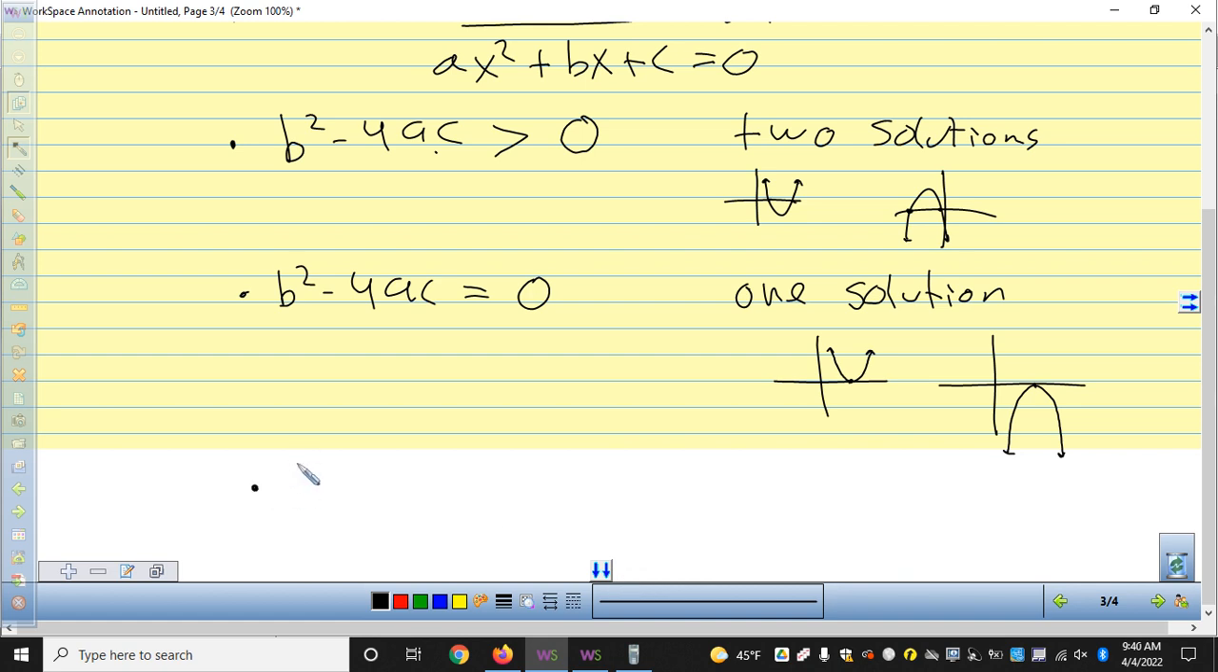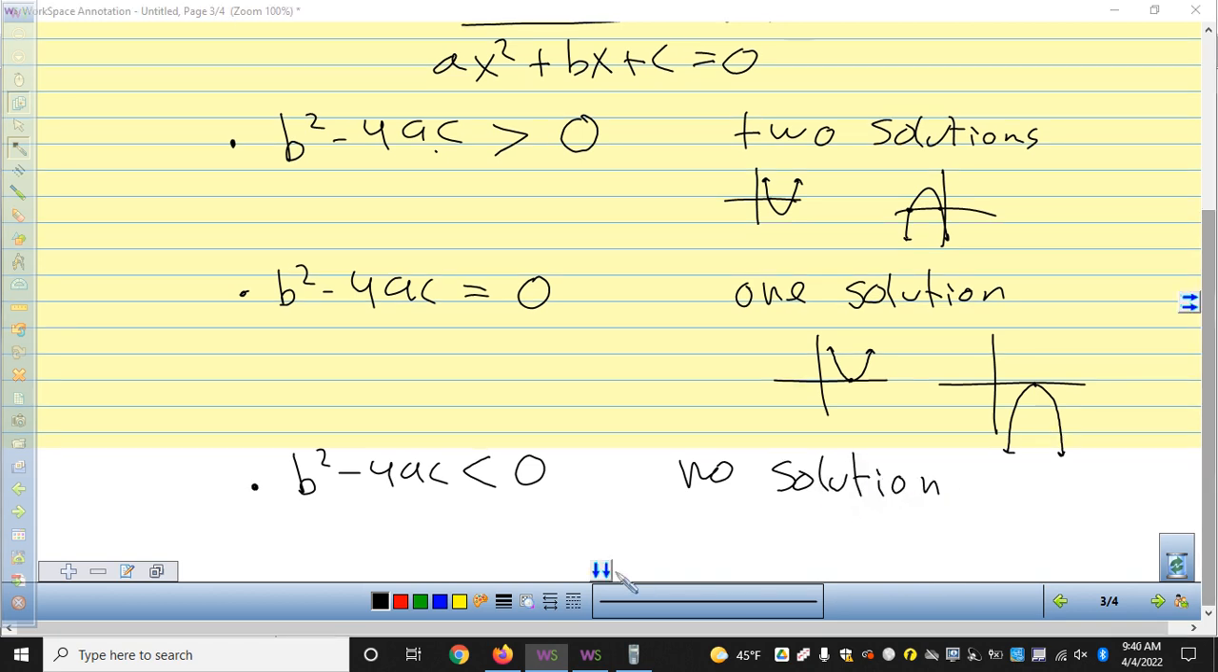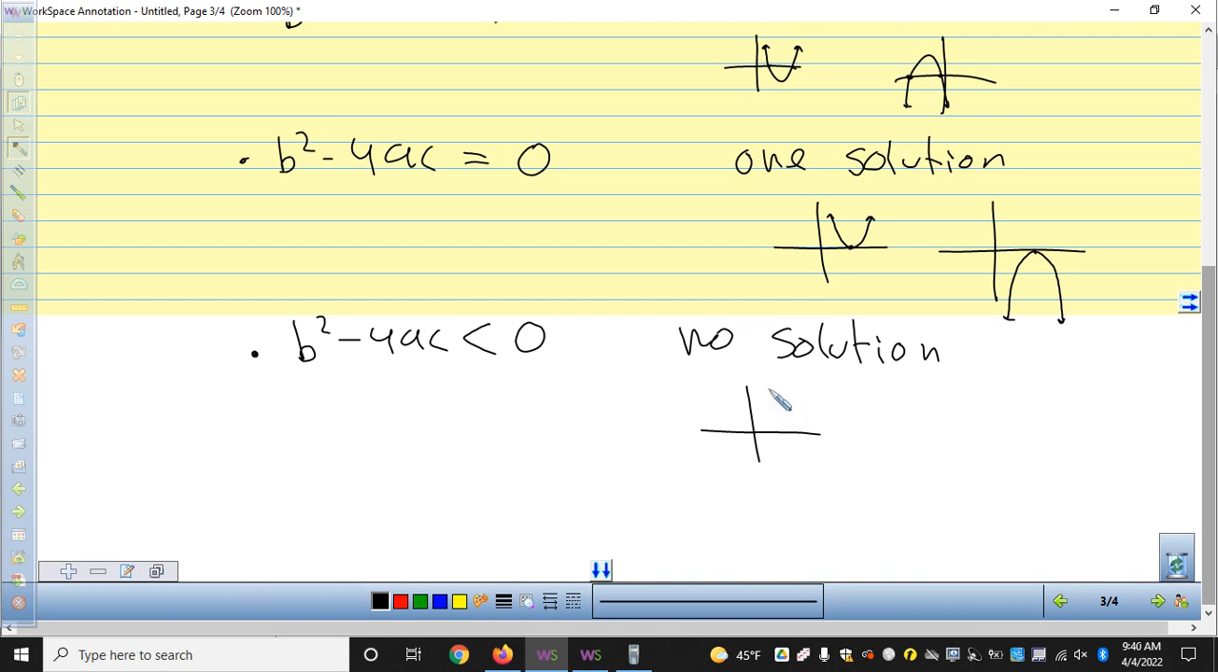And like we just talked about a second ago, if b squared minus 4ac is less than 0, we have no solution. And that means our graph looks like that, or maybe like this. It doesn't cross the x-axis ever.